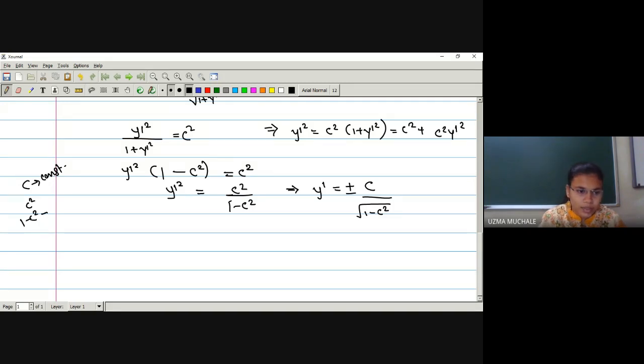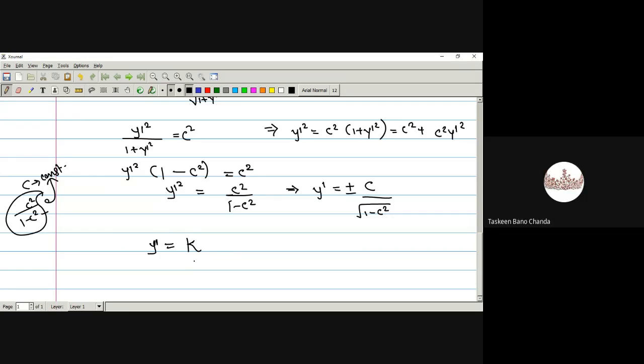1 minus c square, that is also a constant. That constant can take any value from the real line. Okay. So what will be c square upon 1 minus c square? That will be also one constant. So that constant we can name as another one, that we can have y dash is equals to this whole term, which we can name as some constant capital K. Is it okay?